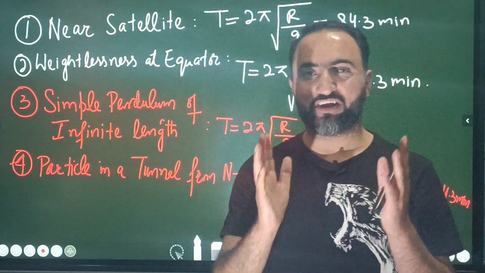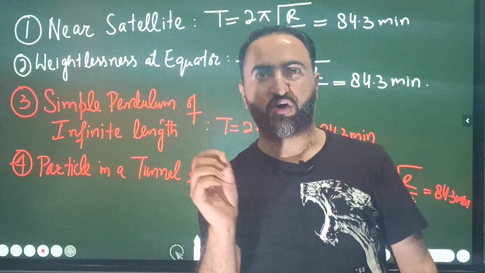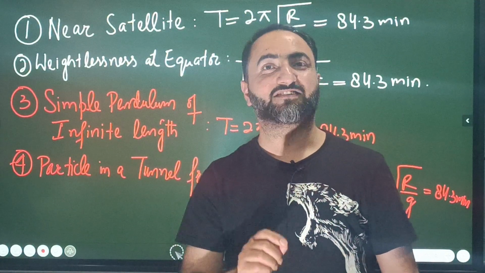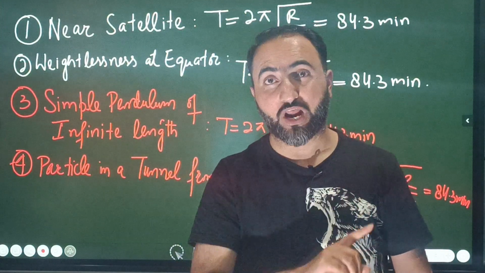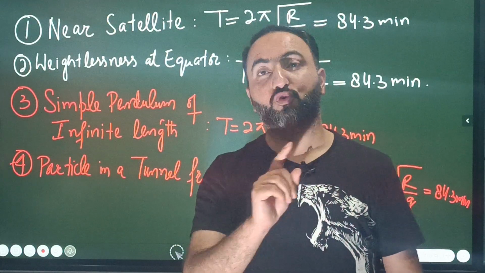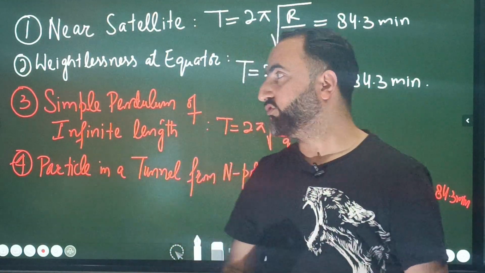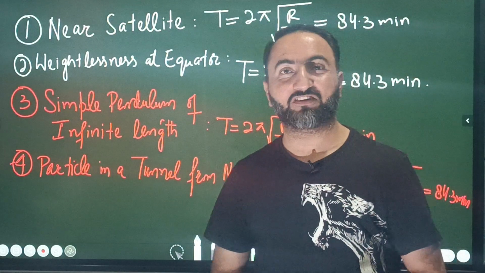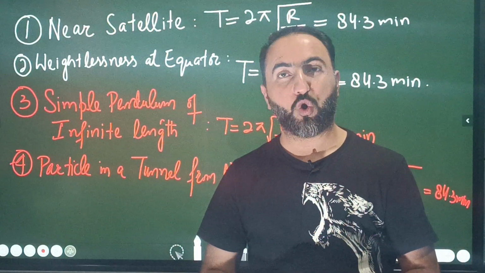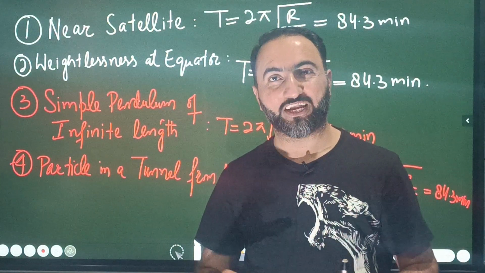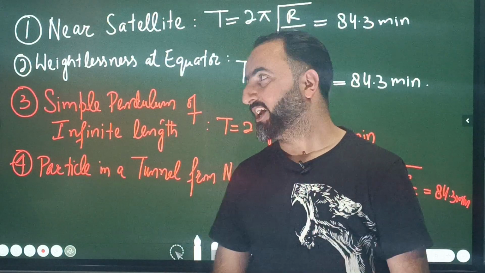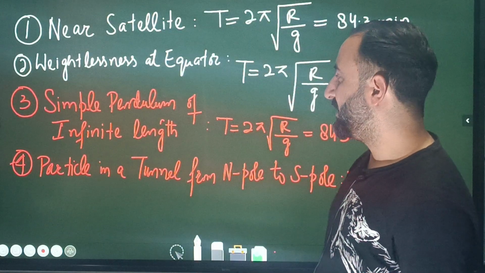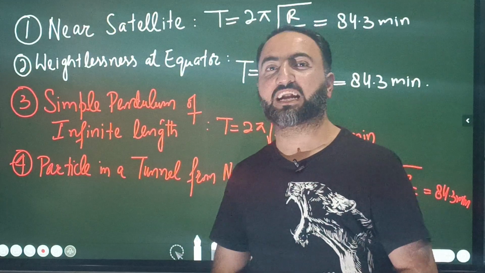Next, weightlessness at the equator. Imagine that the earth spins faster and faster, such that its time period no longer remains 24 hours, but becomes 84.3 minutes. When that is the situation, there will be weightlessness at the equator. All the people on the equator will be floating in the air because there will be no gravity at the equator. Number three, simple pendulum of infinite length.